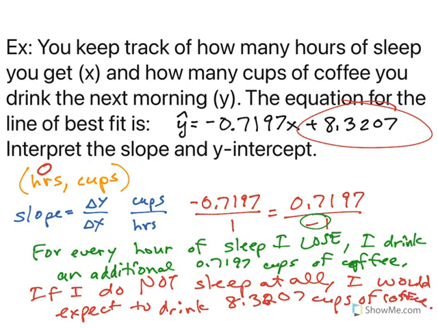Oh man, I would be so jittery. I jitter at 3 cups of coffee. So 8.3 would just put me over the roof. But that's what this is saying. If I don't get any sleep, I'm going to drink 8.3207 cups of coffee, and then I'm going to talk faster than I am right now.